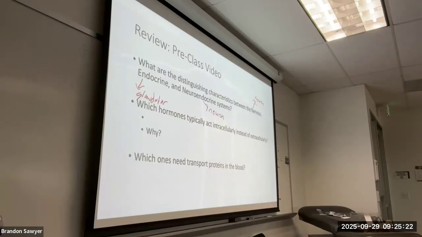The second one is where does it release into. In the nervous system, it releases into what? The synapse. Yeah, just that space between the neuron and the target tissue. There's that diffusion space, right? So a neuron releases into the synapse. And in the endocrine system, what does it release into? The blood. Really it releases into extracellular space, and then that's going to diffuse really quickly into the blood right there. And then the neuroendocrine releases into the blood again. So that's a key thing.